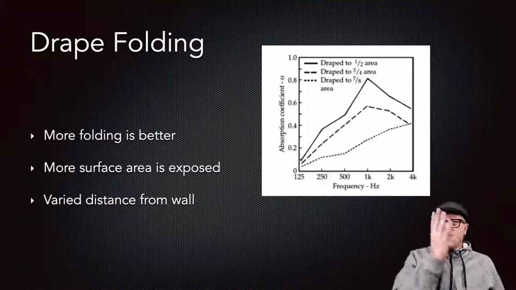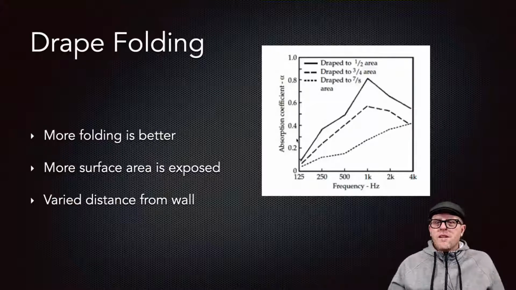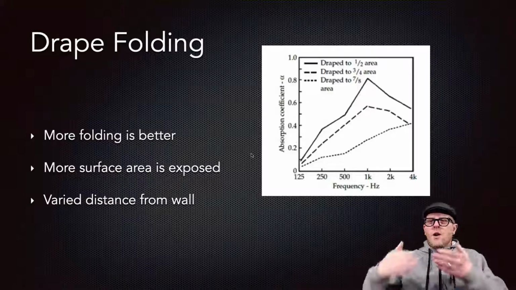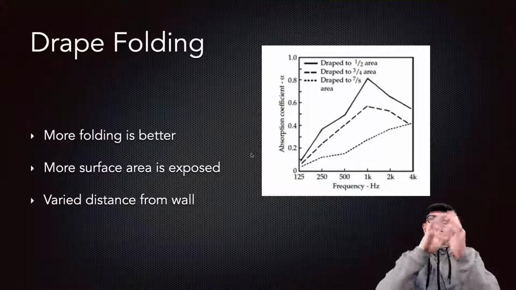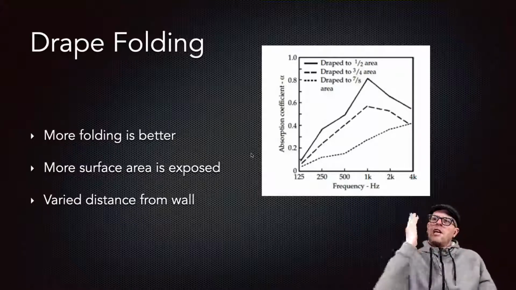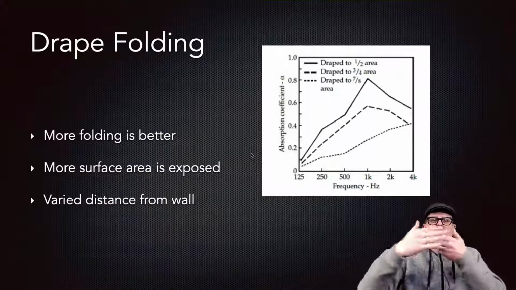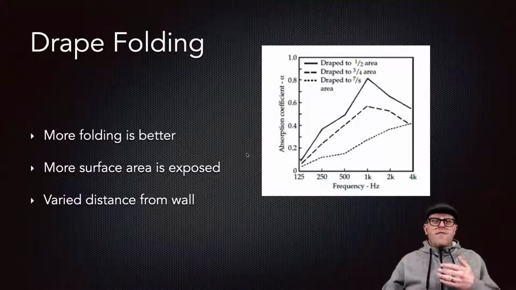Okay, so let's take a look at the drape folding. More folding is better, as we can kind of imagine. So more surface area is exposed and there's more distance from the wall. When I say distance from the wall, if we put the curtain in front of here and we pull the curtain together, it's going to create this thing that looks like that, right? And so it creates a thicker environment, but it's also, like I said, more distance from the wall.